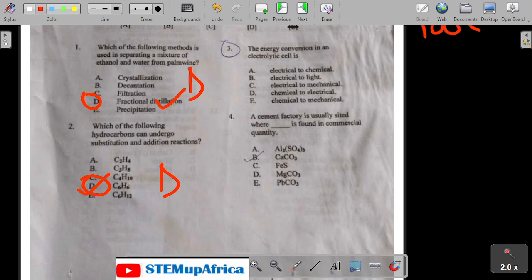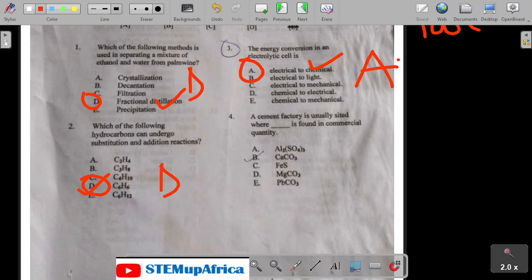Then number 3: the energy conversion in an electrolytic cell. In an electrolytic cell, it is from electric to chemical, because electricity will break down the compound to form ions. So from electrical to chemical, which is A.